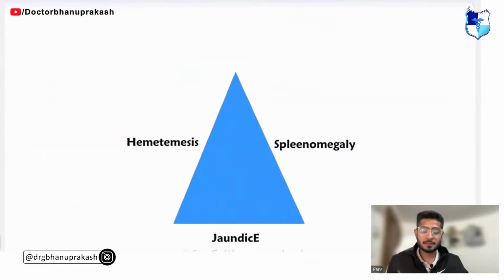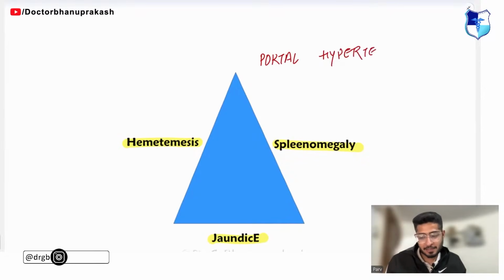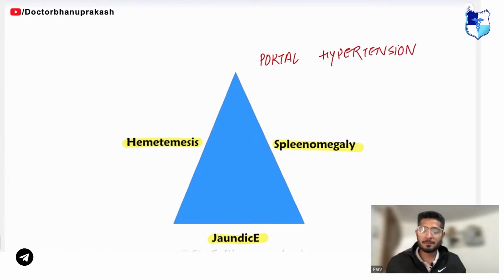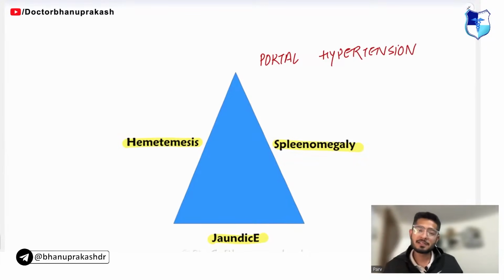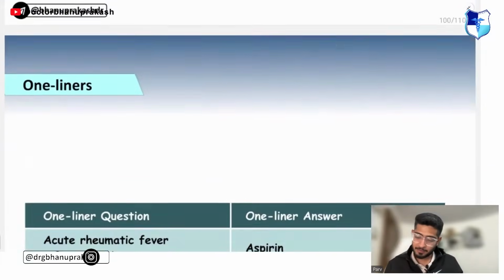Identify this disease. Yes, quickly identify this disease. Which disease is it? The answer was actually portal hypertension. Okay, so the answer is actually portal hypertension and nothing else. So sometimes you have to just apply your common sense and you'll get the answer. The answer is portal hypertension.